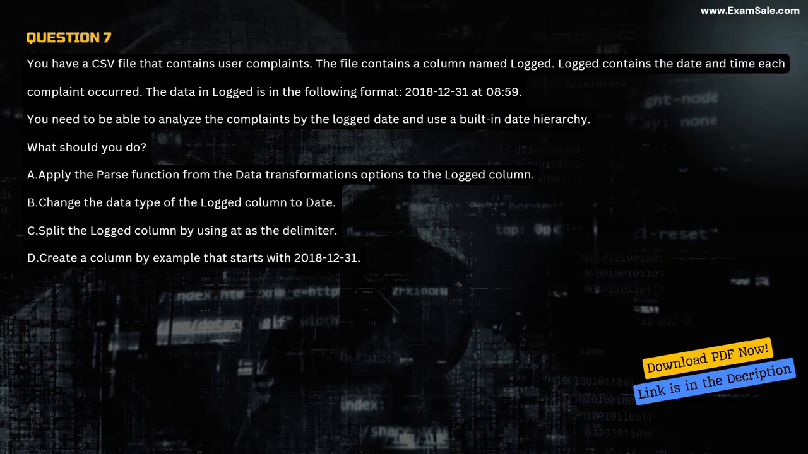What should you do? A. Apply the parse function from the data transformations options to the logged column. B. Change the data type of the logged column to date. C. Split the logged column by using add as the delimiter. D. Create a column by example that starts with December 31st, 2018.